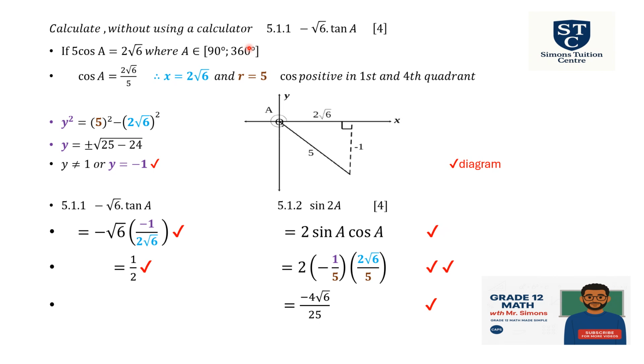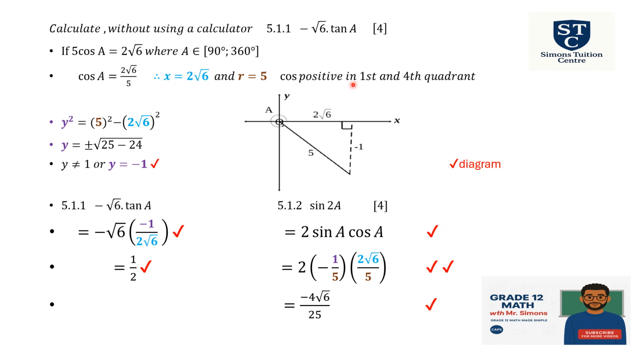So calculate without the calculator, negative square root 6 tan A for 4 marks. So they've given us 5 cos A equals 2 square root 6. If I simplify that, I'm going to divide by 5 on both sides. So cos A equals 2 square root 6 over 5. Now I should remember that cos A is x over r. So my x value there is 2 square root 6, and my r value equals 5.